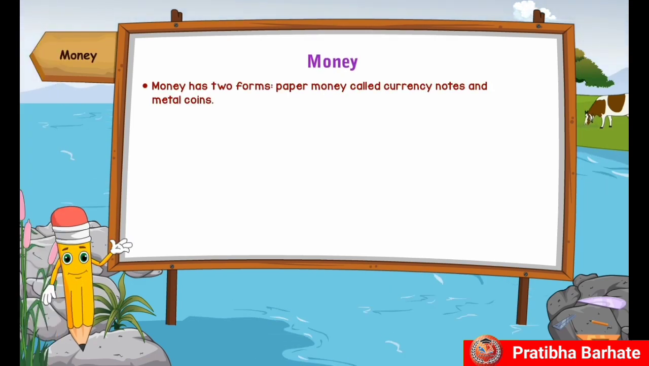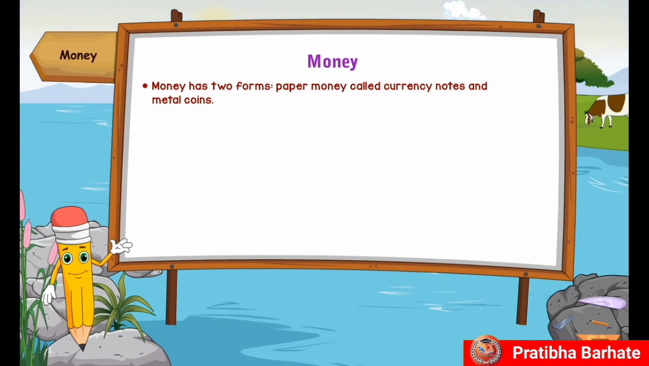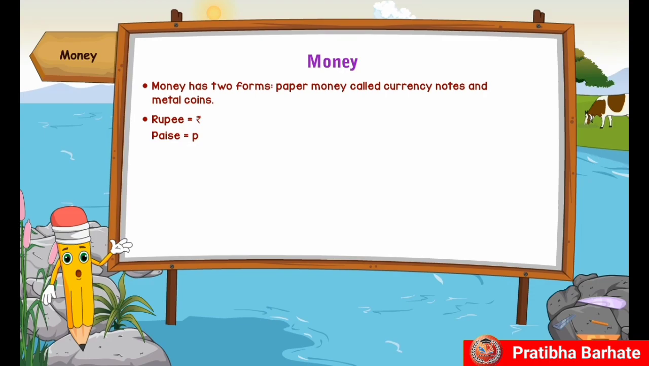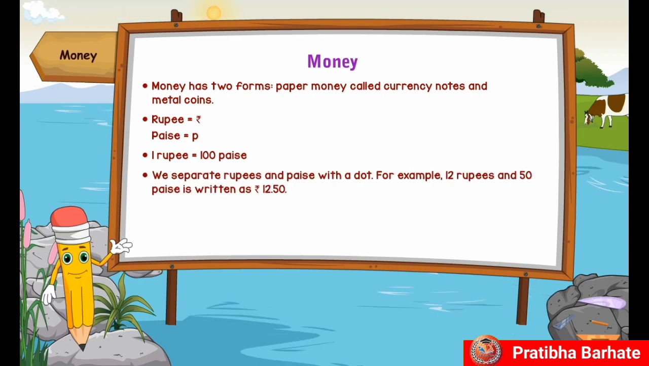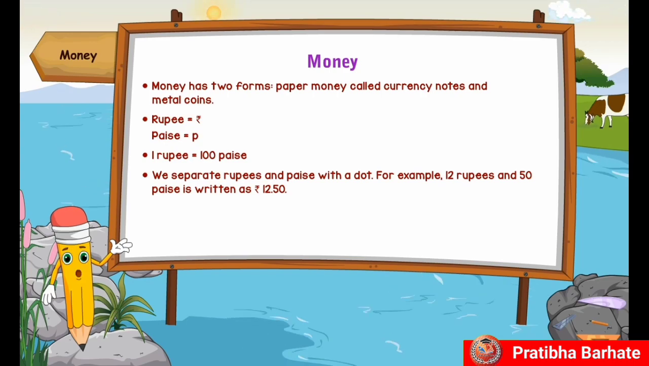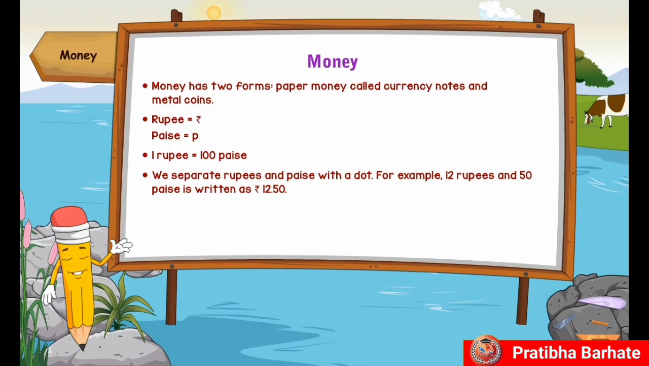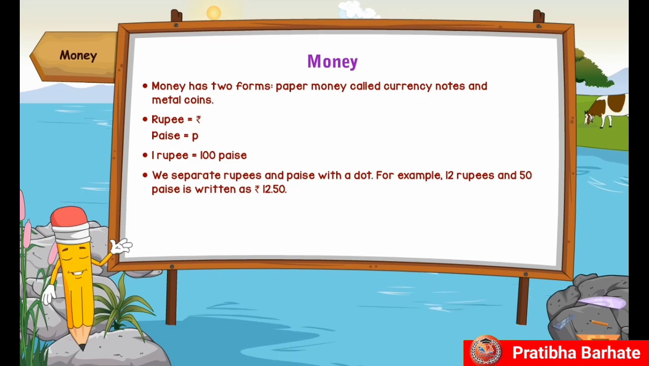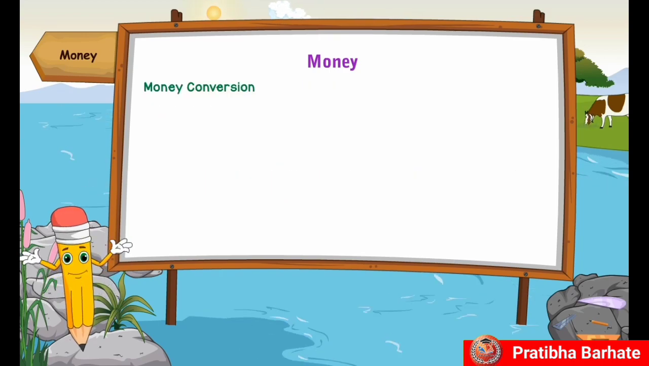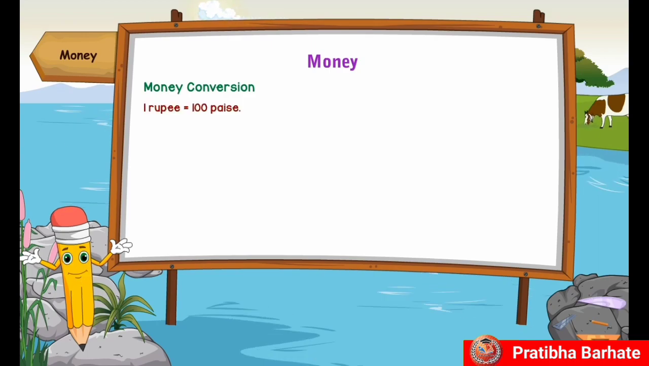Money has 2 forms: paper money, called currency notes, and metal coins. In India, rupees are written as ₹ and paise are written as P. 1 rupee is equal to 100 paise. We separate rupees and paise with a dot. For example, 12 rupees and 50 paise is written as ₹12.50.